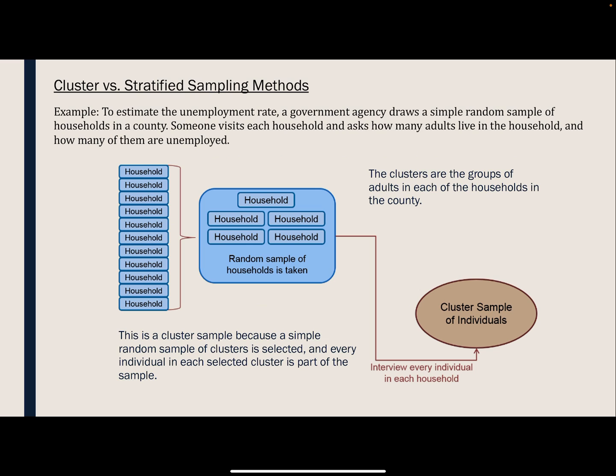That end part is actually what I look at. When they look at the groups, are they randomly selecting individuals from the group, or are they surveying everyone within that group? If they're surveying everyone in the group, it's a cluster sample. If they are randomly selecting individuals from the group, it's a stratified sample.